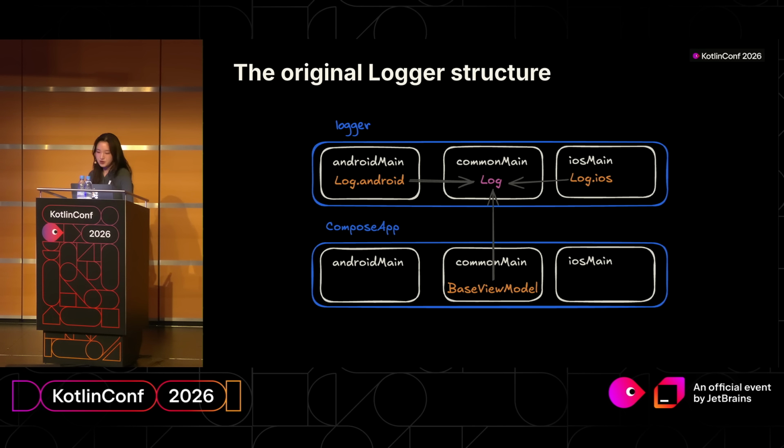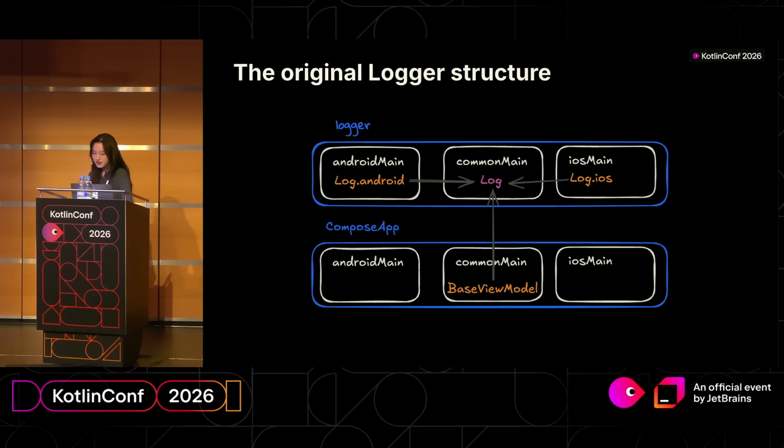This is a simple module structure for logging in our app. The logger module defines a log object in common main with platform-specific implementations in Android main and iOS main. The Compose app module's base view model just references this log directly. Now, yes, we could have wrapped it in a proper DI library like Koin, but we wanted to start with the lightest possible structure and just see it work.